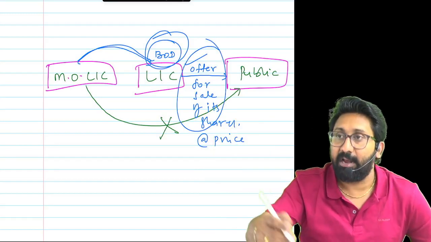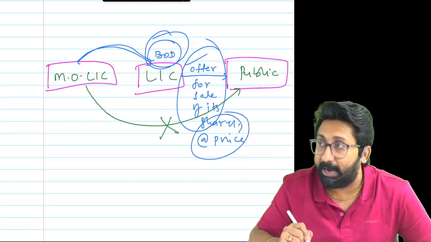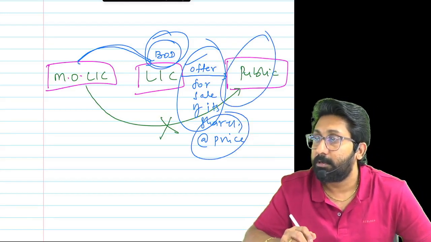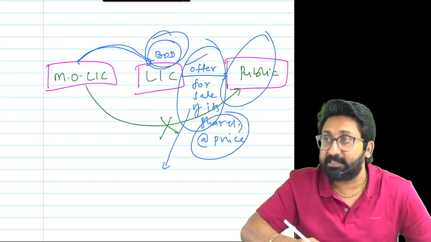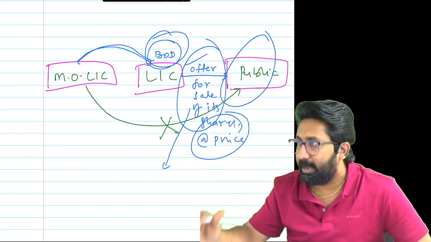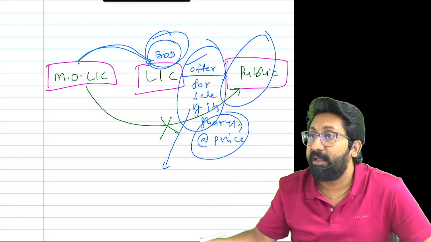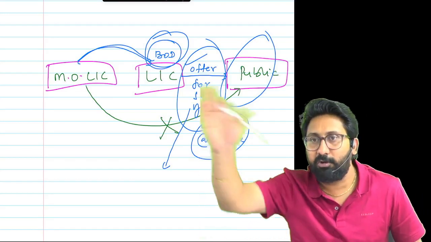Very bad response again. Offer for sale of its shares at a particular price. To whom? This offer for sale contains a document. In the document, we will give every detail about the company, and then we will tell, we are selling. If you want, you can buy.